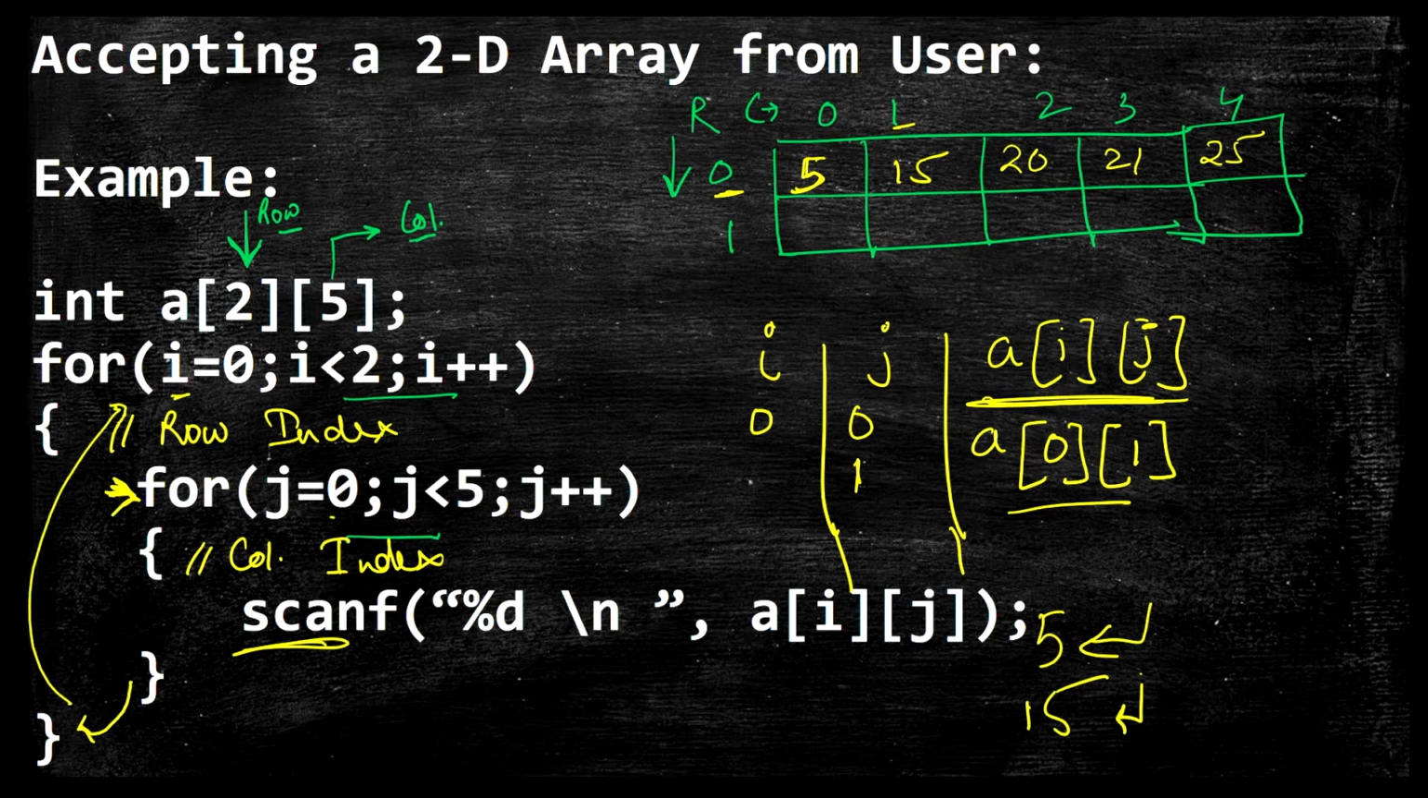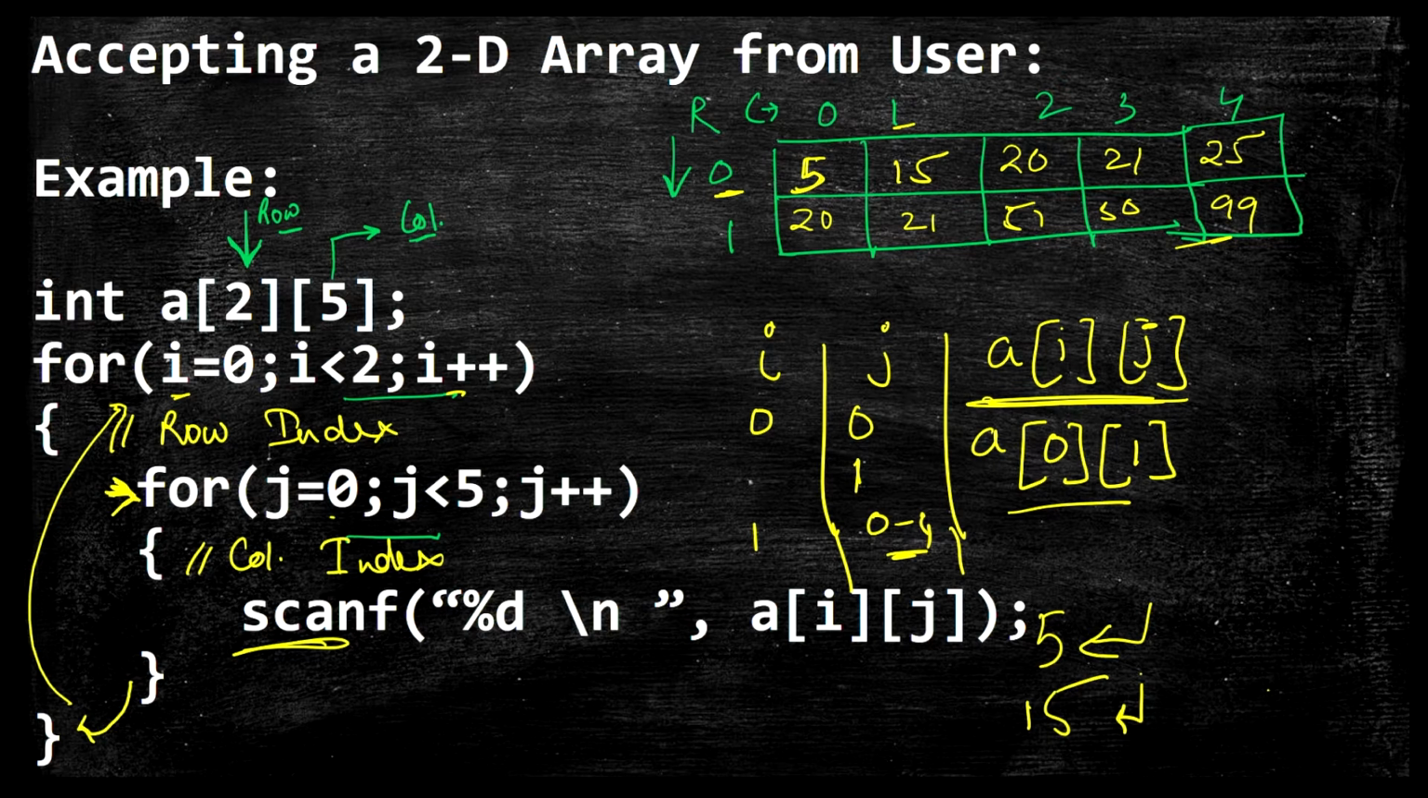Then i will increment by 1, and i becomes 1, and j again goes from 0 to 4 like this, and it will ask us for the values, and we will give values accordingly, like 21, 20, 51, 50, 99. Quite simple, just like a one-dimensional array. In the one-dimensional array we accepted the array from the user using one loop. Here we are accepting the array from the user by using two loops, where one loop is controlling the row index and the other loop is controlling the column index, right? First comes the row, then comes the column, right?